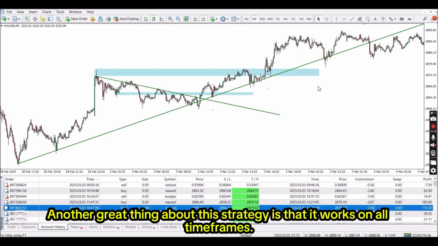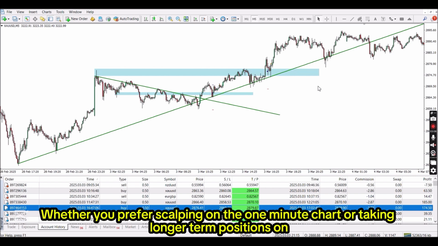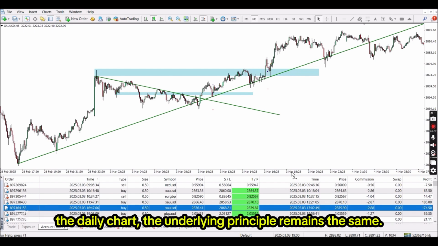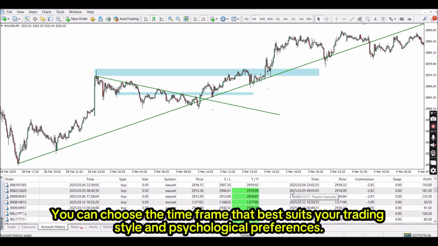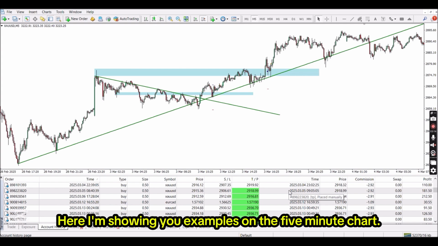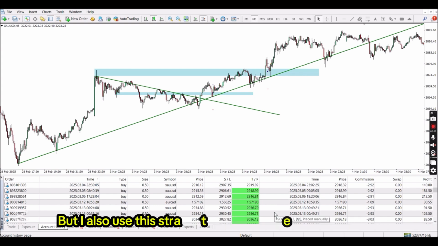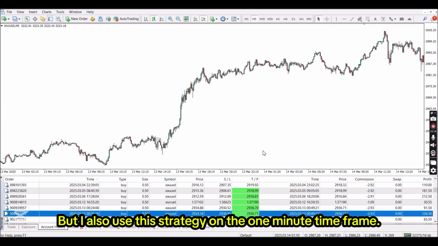Another great thing about this strategy is that it works on all time frames. Whether you prefer scalping on the 1-minute chart or taking longer term positions on the daily chart, the underlying principle remains the same. You can choose the time frame that best suits your trading style and psychological preferences. Here, I'm showing you examples on the 5-minute chart, but I also use this strategy on the 1-minute time frame.